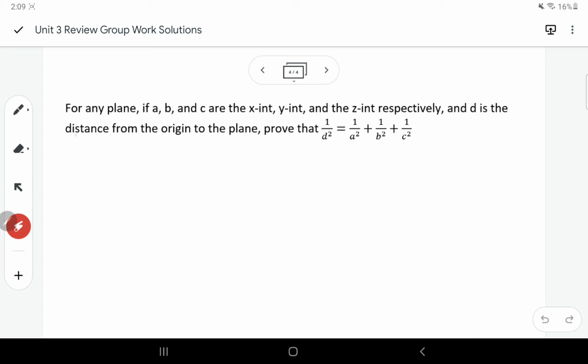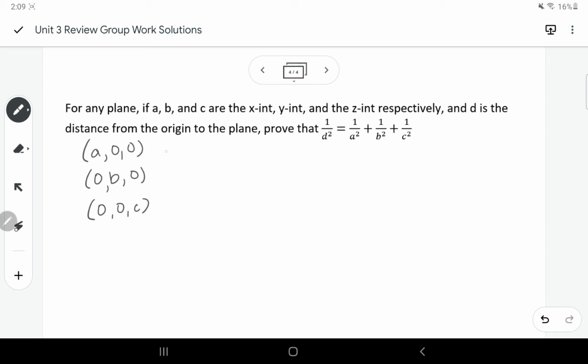So first of all, whenever I know that I want a distance from a point to a plane, I need to find the plane in Cartesian form. So I know 3 points. I know A is the x-intercept, so that's A, 0, 0. The y-intercept is B, and the z-intercept is C. So now I have 3 points, and we're going to figure out what the Cartesian equation of this plane is.